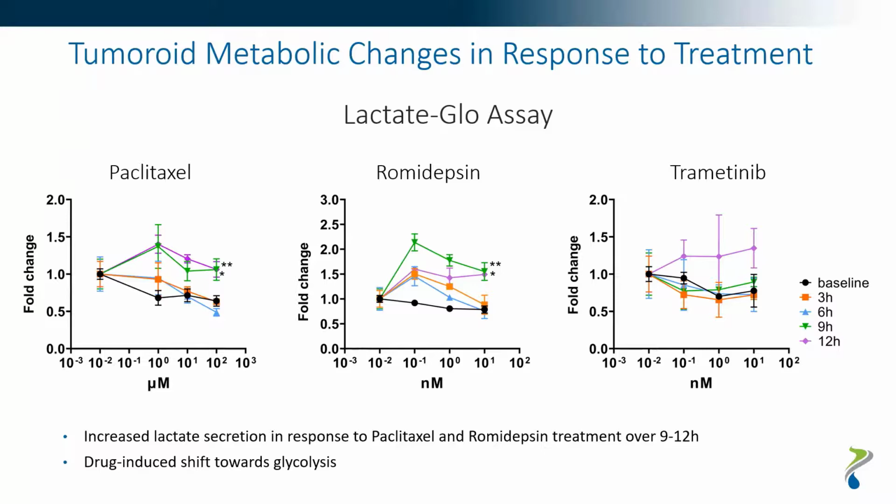Our data shows that tumoroid treatment of over 9 to 12 hours resulted in a statistically significant increase in lactate secretion for paclitaxel and romidepsin, which indicates a drug-induced shift towards glycolysis. Our observations were in line with previously published reports linking the treatment with paclitaxel with increased lactate production, which plays a role in mediating chemoresistance in breast cancer cells.